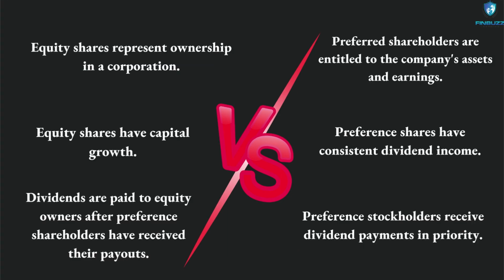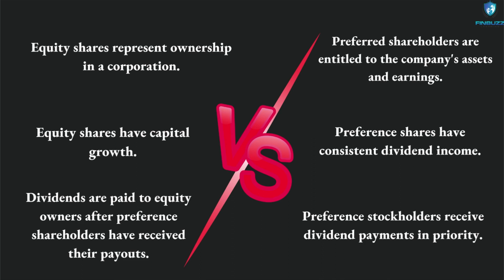So the first difference between them is their meaning. Equity share signifies a company's ownership, while shareholders with a preference have a claim to the company's assets and income. The next difference is return. Under equity shares, there is capital appreciation, whereas under preference shares, there is a regular dividend income.